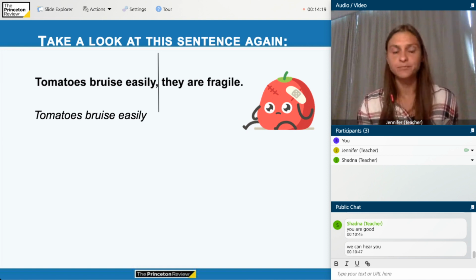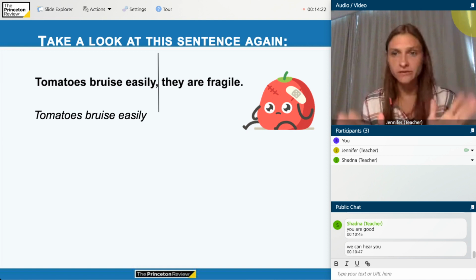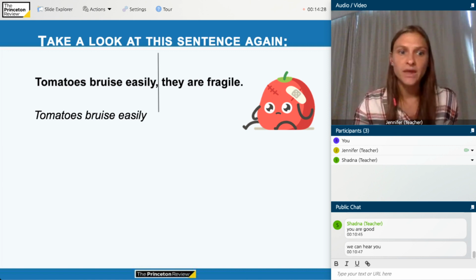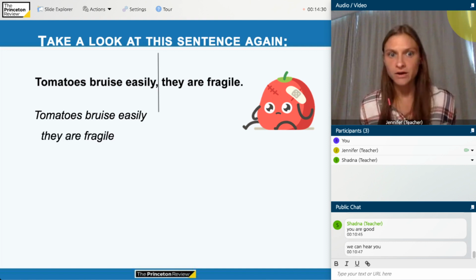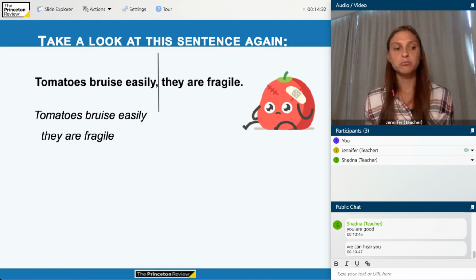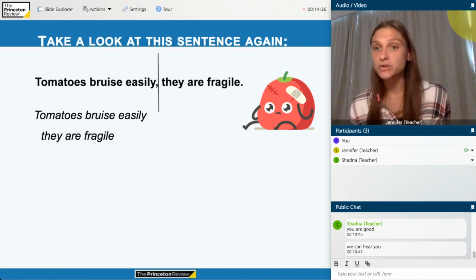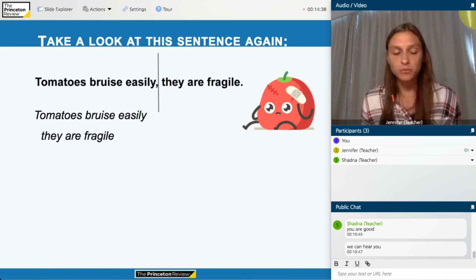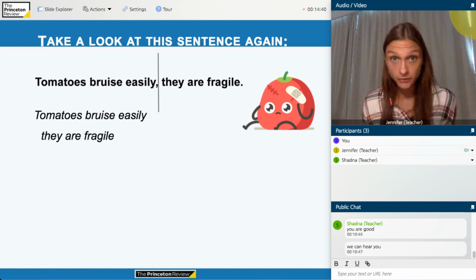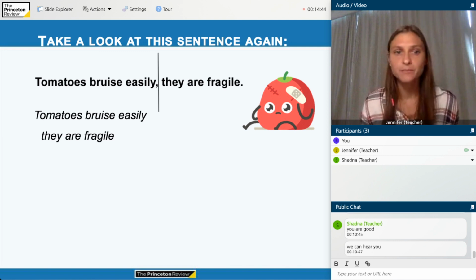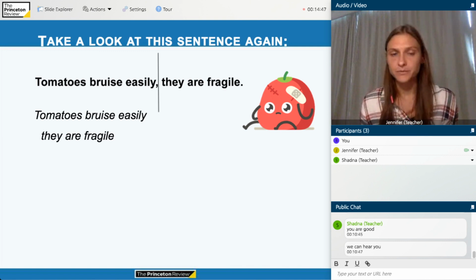splice at play. So if I were just reading this for the first time, I'd say, okay, tomatoes bruise easily. Yeah, that's complete. It can stand on its own, right? And then you would look at the next part, they are fragile. Yep, that's a complete sentence also. So this is a way that you can check. All right, so we've identified that we have two complete sentences or two independent clauses, however you want to refer to them, same thing. And we need to fix the sentence.